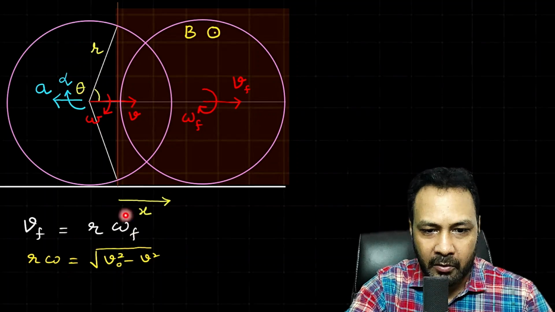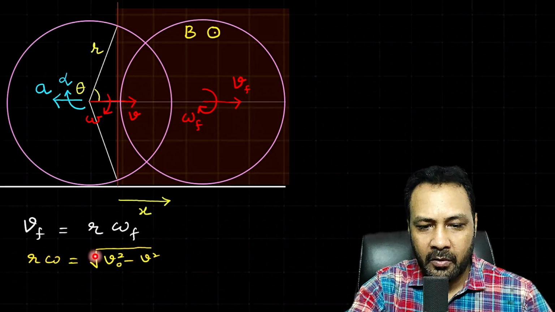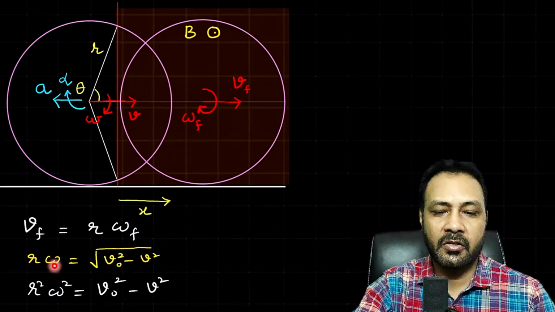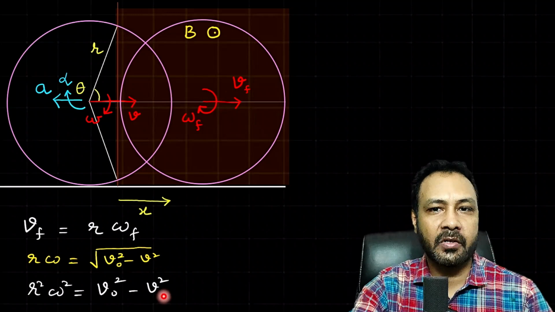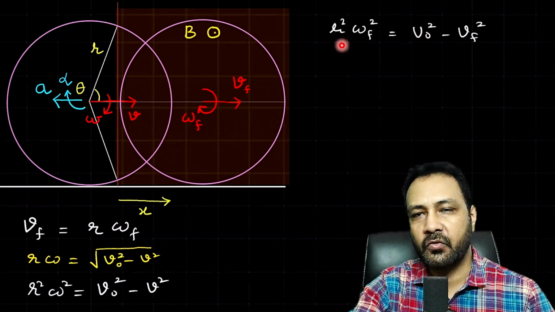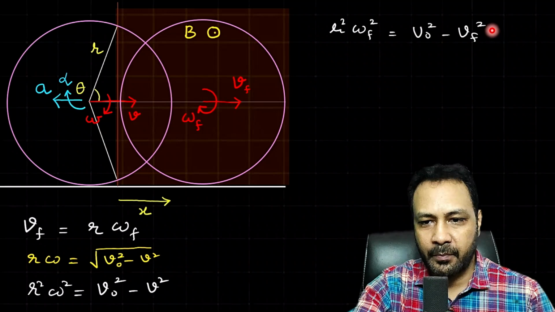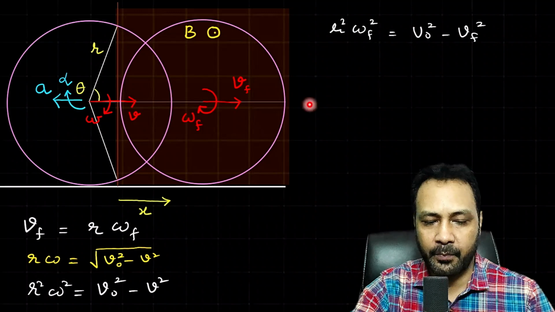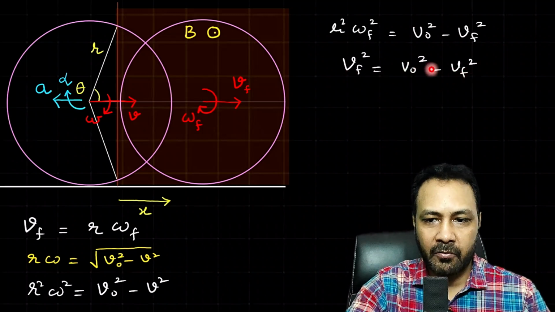And from here to here, all this time, this equation is satisfied. So this equation is satisfied for this moment also. So just square this: r square omega square is equal to v naught square minus v square. So for this moment, v is equal to vf and omega is equal to omega f. I put it here. So I will get r square omega f square is equal to v naught square minus vf square. And when it has started pure rolling, this will be vf square. So vf square is equal to v naught square minus vf square. So that will, let me take it here.